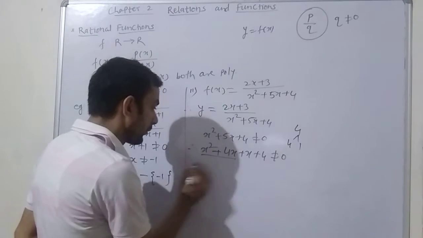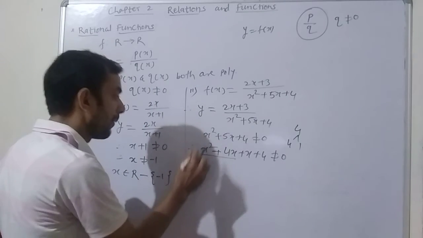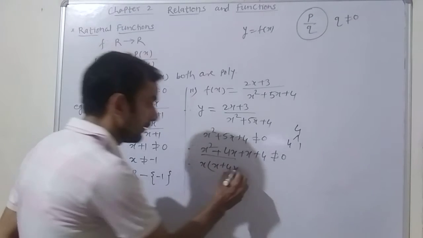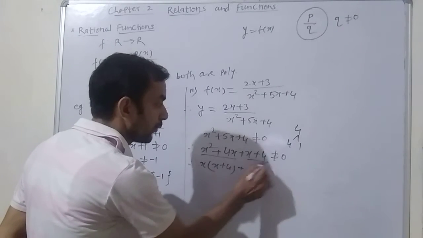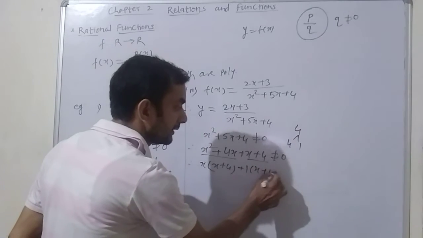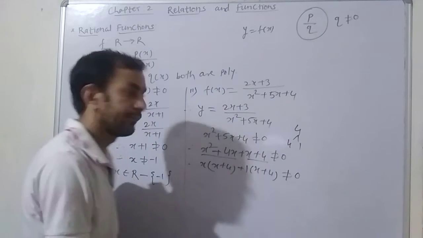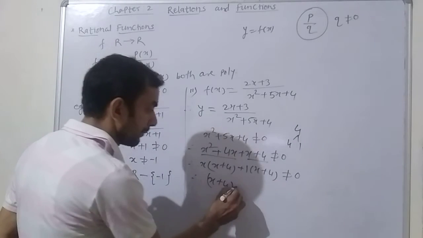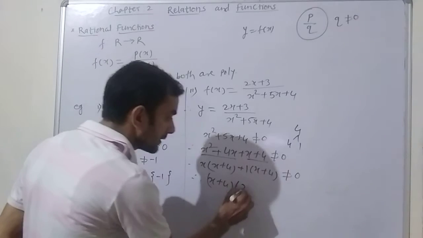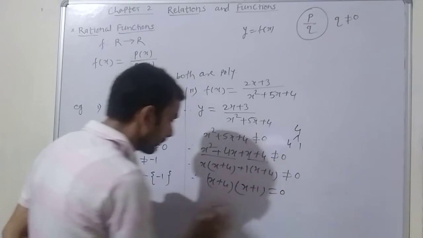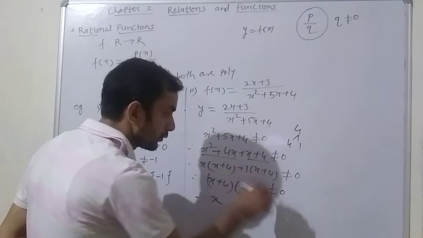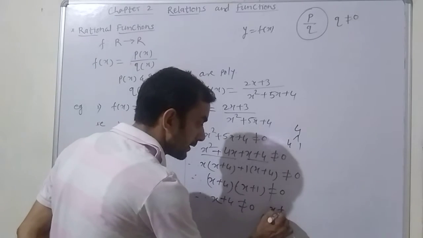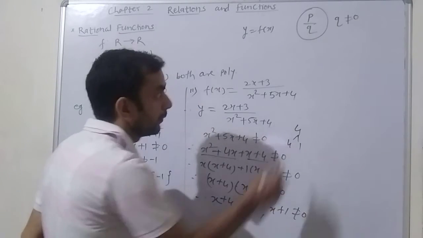From the starting two terms, x should be common, so x plus 4 is one of the factors. Then from the other two terms, taking 1 common, x plus 4 is another factor, not equal to 0. Therefore x plus 4 is the common factor into the remaining factor x plus 1, not equal to 0. So x plus 4 not equal to 0 and x plus 1 not equal to 0.